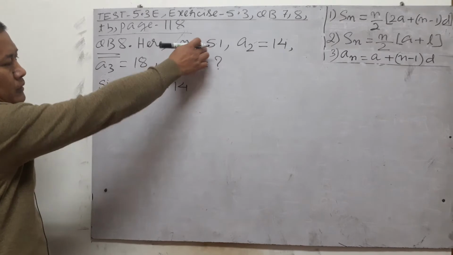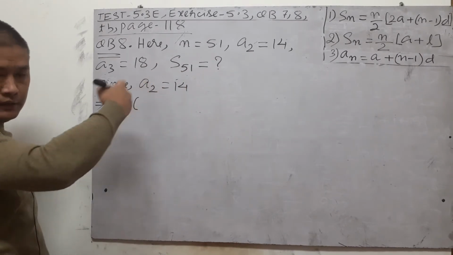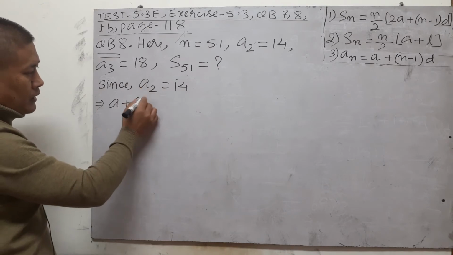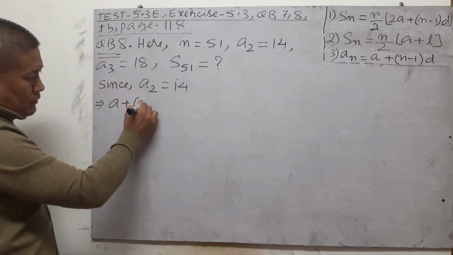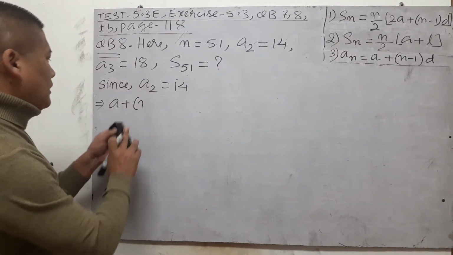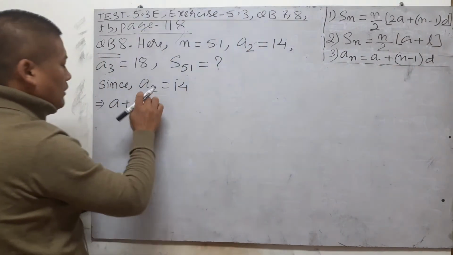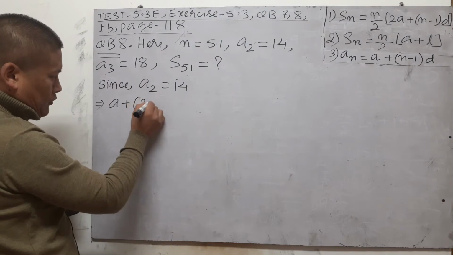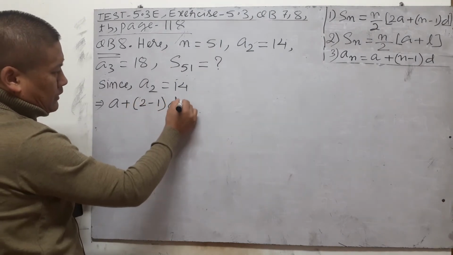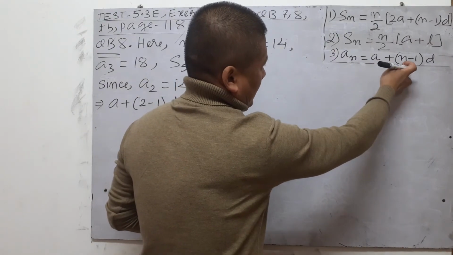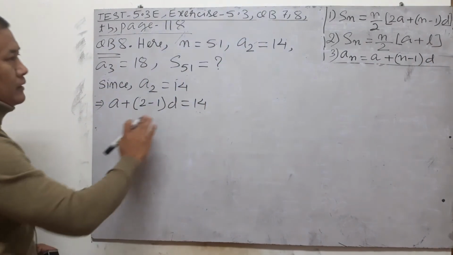Total N is 51, but in the case of A2, taking the second term, N is 2, so A plus N minus 1 into D is equal to 14. Our N in this specific case is 2, so 2 minus 1 into D. I'm writing A plus N minus 1 into D.